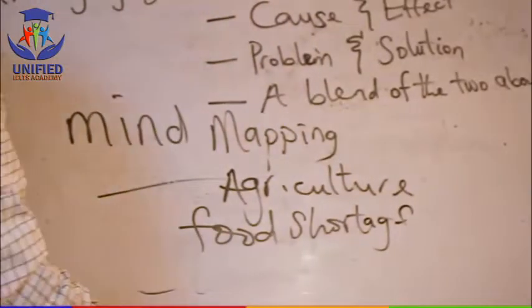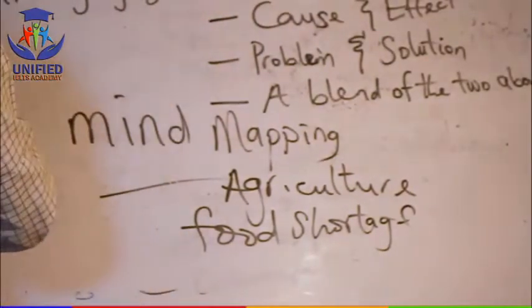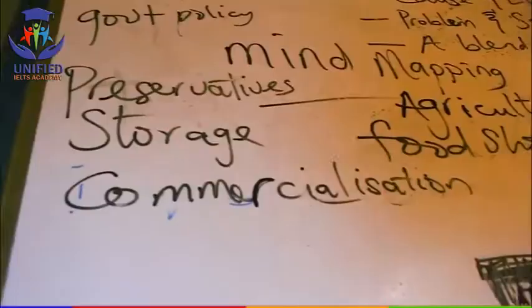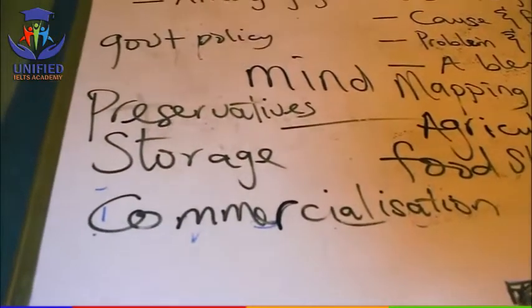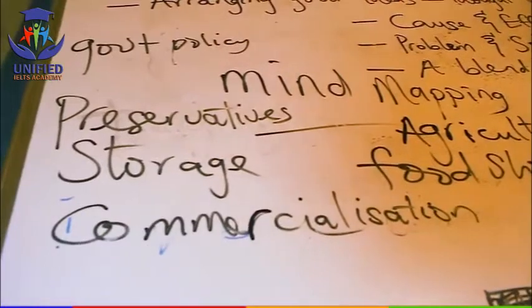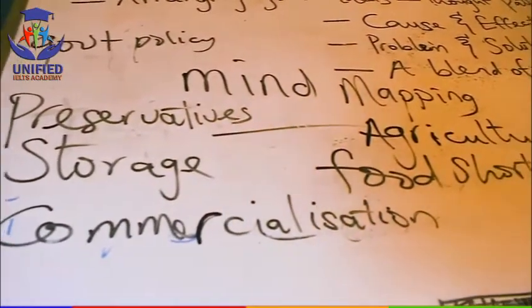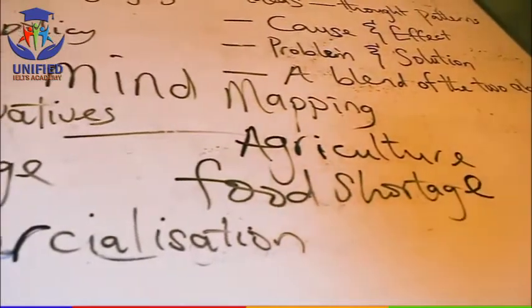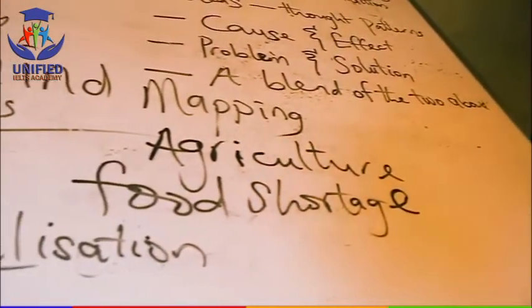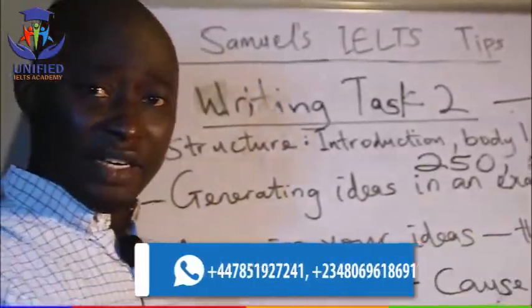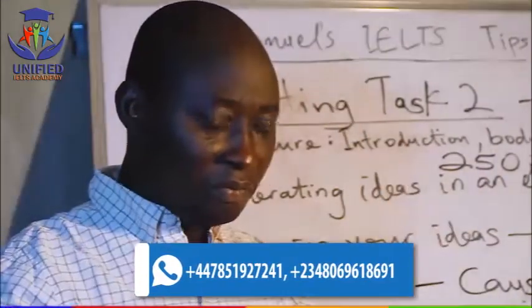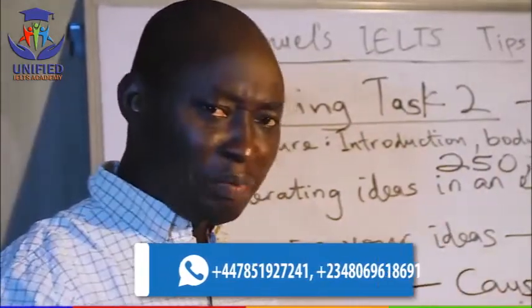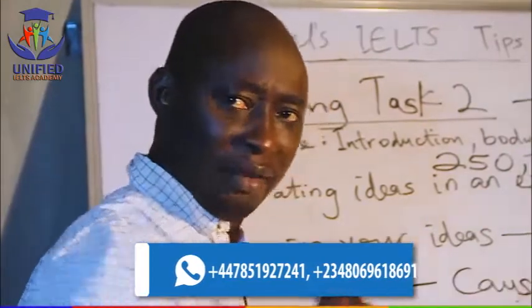What else? Food security, government policy. Food security, what comes to your mind again? Storage. Food security, what comes to your mind? Commercialization. Food security. What other things? You see, a lot of ideas will come. Those words will come. When they come, pick your pencil, note them.